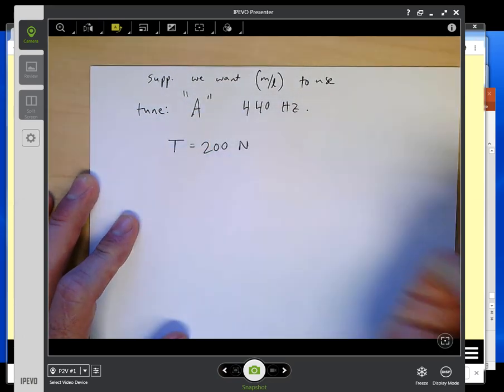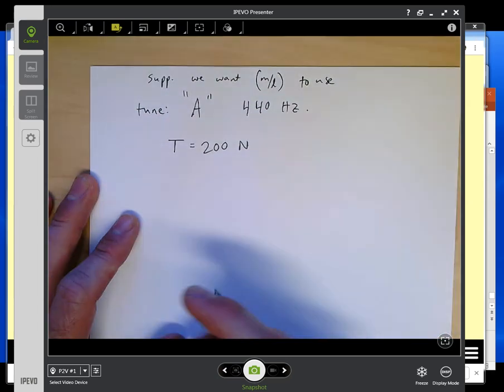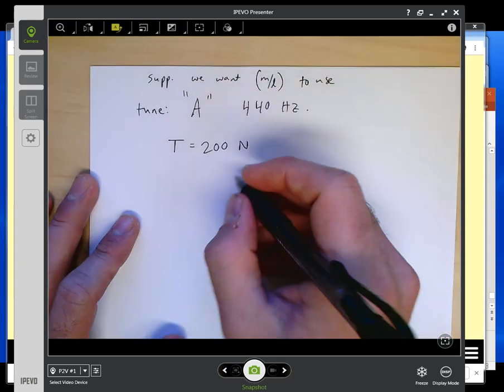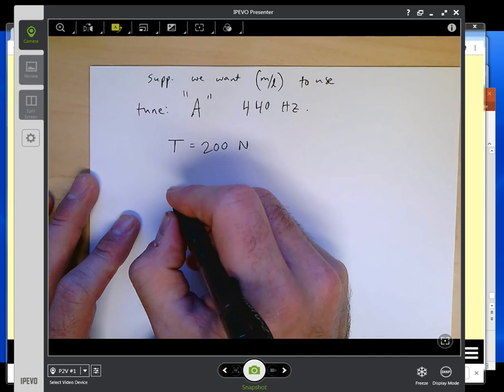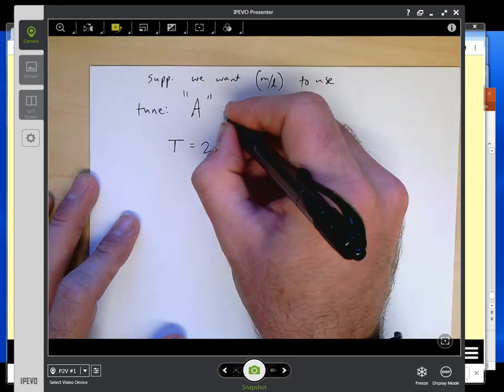Okay, we'll just say that in our problem. So we say, oh, 300 is the limit. Let's dial it down a notch and say, okay, 200 newtons is going to be the tension that I want to go for. And I have this frequency here that I want. That's meaning we have a fundamental frequency.